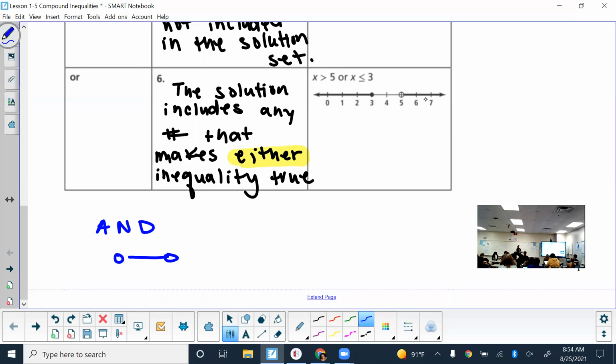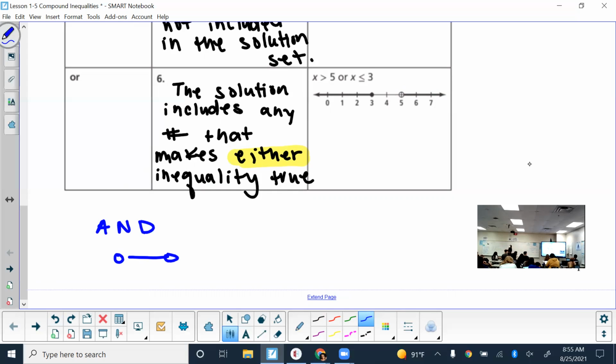So I have x greater than 5 already graphed. Notice the open circle. And then x less than or equal to 3. Notice the closed circle. So can my answer be 4? Right? No. Can it be 0? Can it be, say, like 10?